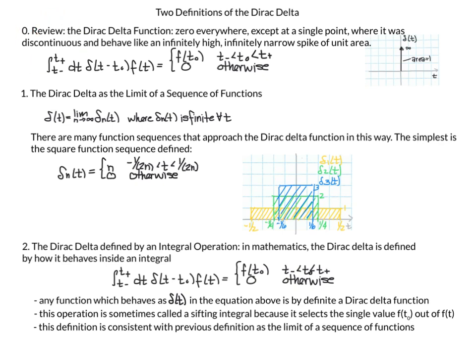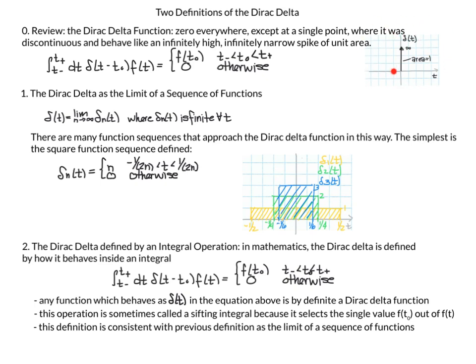We'll start off with a review. The Dirac delta function, when Dirac developed it, was a function that would be zero everywhere except at a single point, where the Dirac delta would be discontinuous and behave like an infinitely high, infinitely narrow spike of unit area. So this was the picture here.